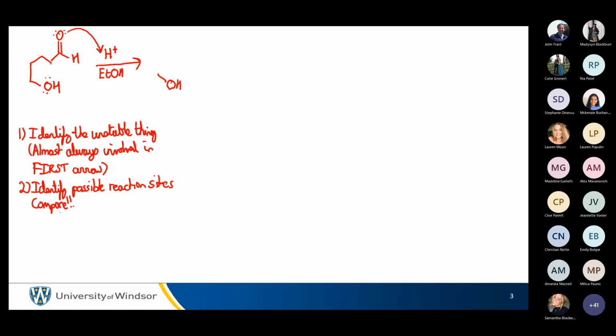So I wanted to make sure that the charged thing, the H+, the most unstable thing, was involved in my first arrow. It was. And I have generated a positively charged carbonyl. Involved.